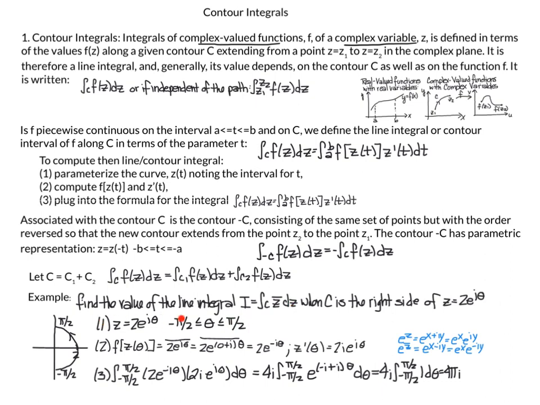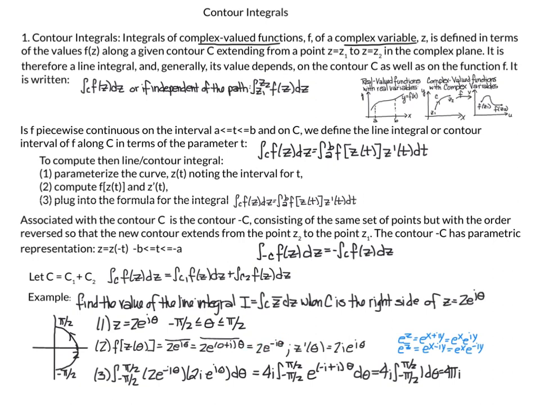So the first step is we parameterized our curve, noting the interval for t. Here z is actually a function of theta, so it's not z of t but z of theta, but it was given to us. So z is equal to 2 e to the i theta. Well, for the right side, we had to know that theta goes from negative pi over 2 to pi over 2. Next, we computed f composed with z, so we simply plug our parameterization into f, which is z bar. So it's 2 e to the i theta, bar, which is equal to 2 e to the minus i theta.